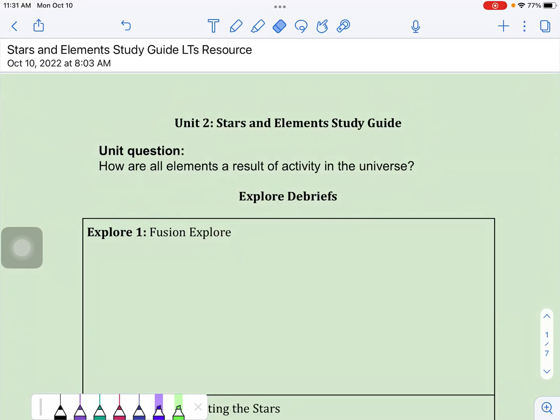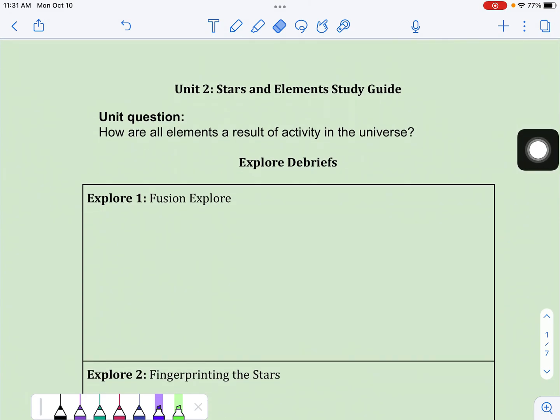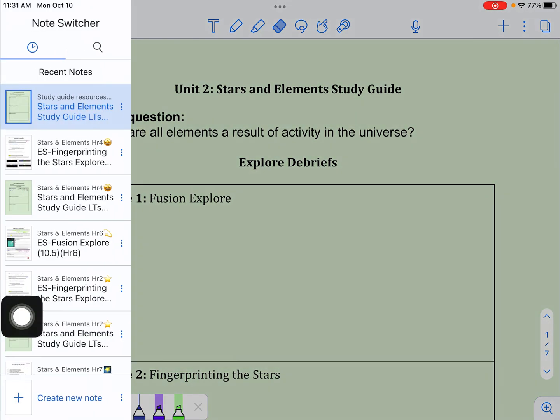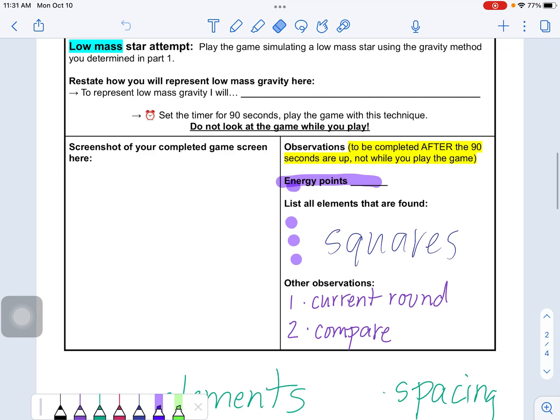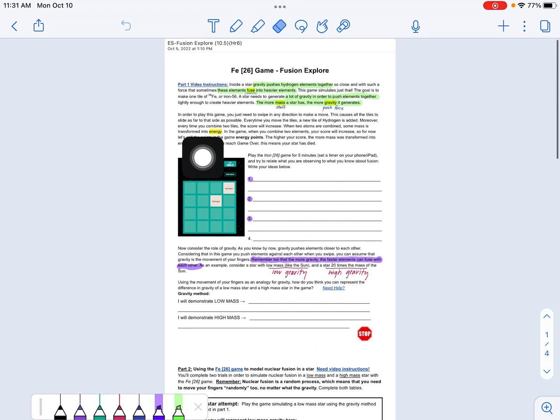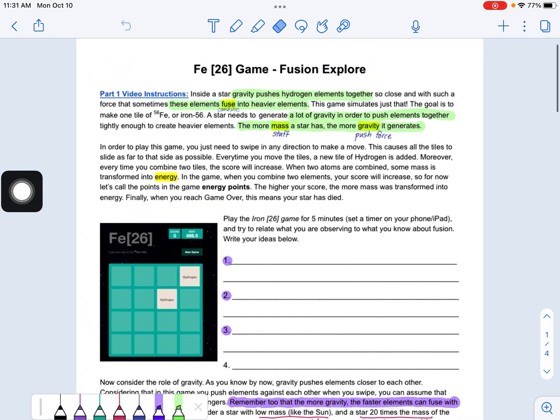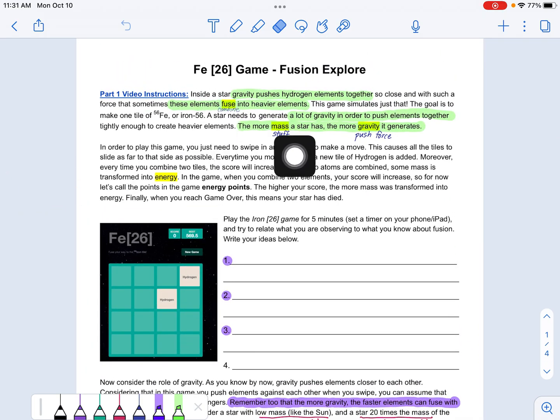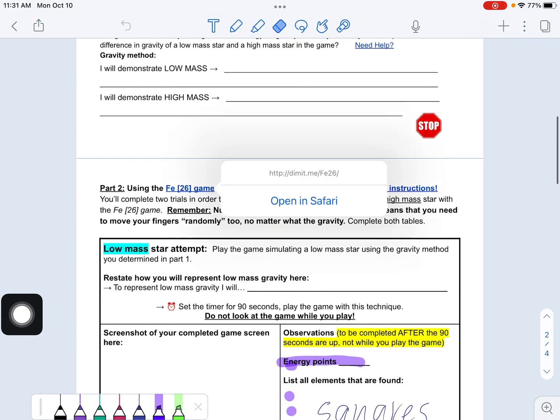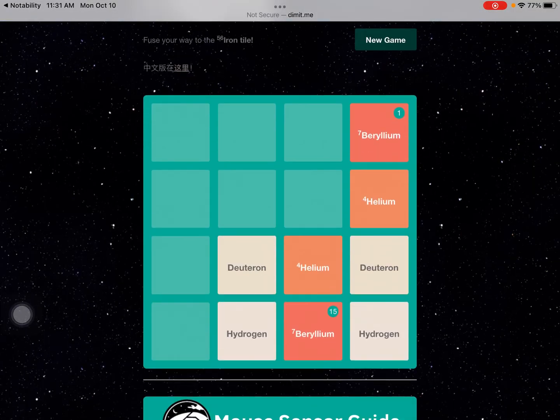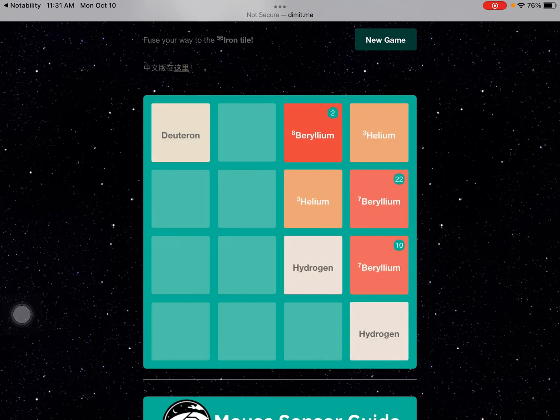Okay, so at this point, you should have your brand new Stars and Elements study guide downloaded. And what we're thinking about just today is what exactly did we want to notice and see with our Fusion Explore. So just a reminder, that was this activity that we were working through where we were playing our fusion game and trying to make connections between a couple big ideas: fusion, mass, gravity, and energy, of course, all happening within a star. So we were playing our game and recognizing that these different characteristics have different impacts on the star depending on what's happening, right?